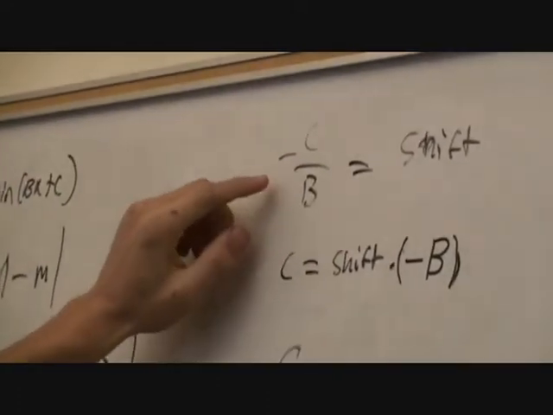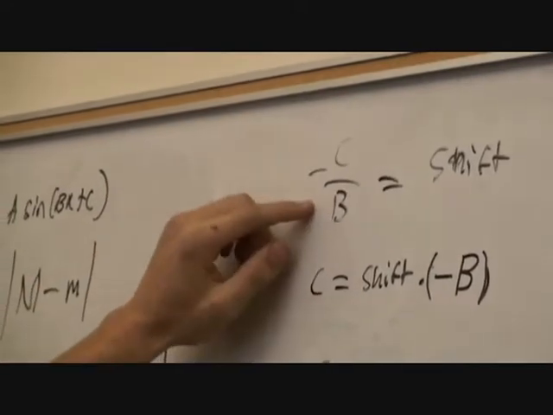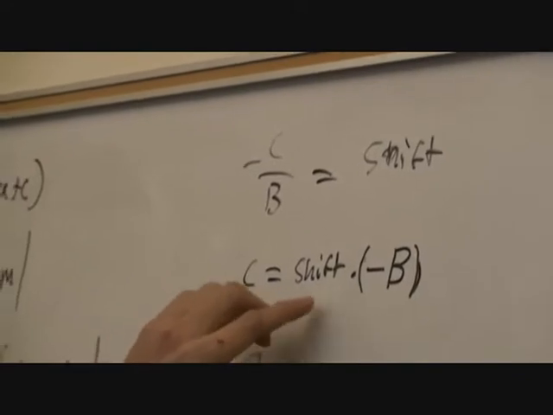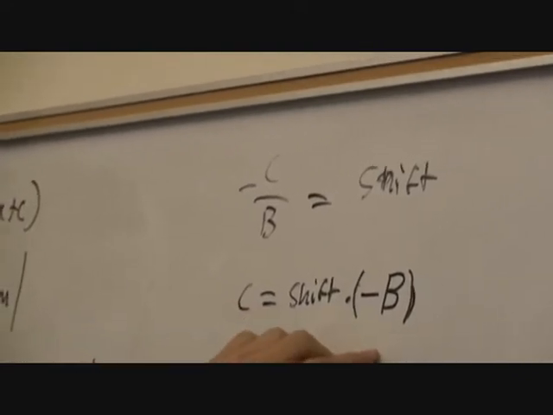Okay, so c is our phase shift. To find our phase shift, we take the equation negative c over b is equal to our shift. So c is equal to shift times negative b.